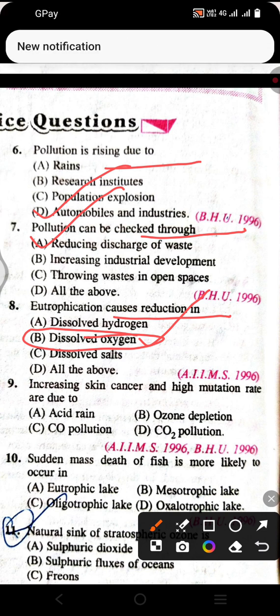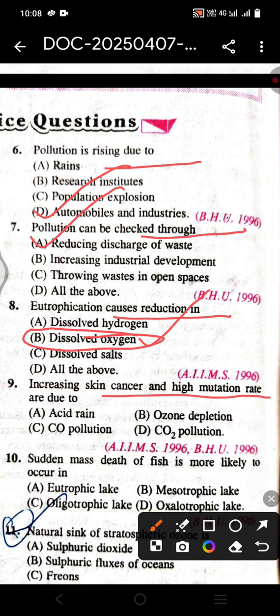Next one, increasing skin cancer and high mutation rate are due to, so they are due to the ozone depletion, because ozone, which is found in the stratosphere, is involved in the absorption of harmful UV radiation, which if it reaches the earth may cause skin cancer, eye irritation, etc.